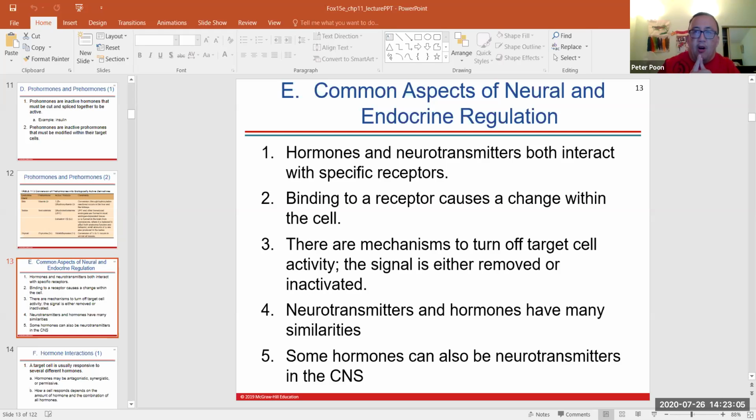Common aspects of neural and endocrine regulation. Hormones and neurotransmitters interact with specific receptors. Actually, there are some hormones that also function as neurotransmitters and stuff like that. Binding to the receptor causes a change within the cell. There are mechanisms to turn off cellular activity. The signal is either removed or inactivated, and we'll get more into that in a little bit, or tamped down.